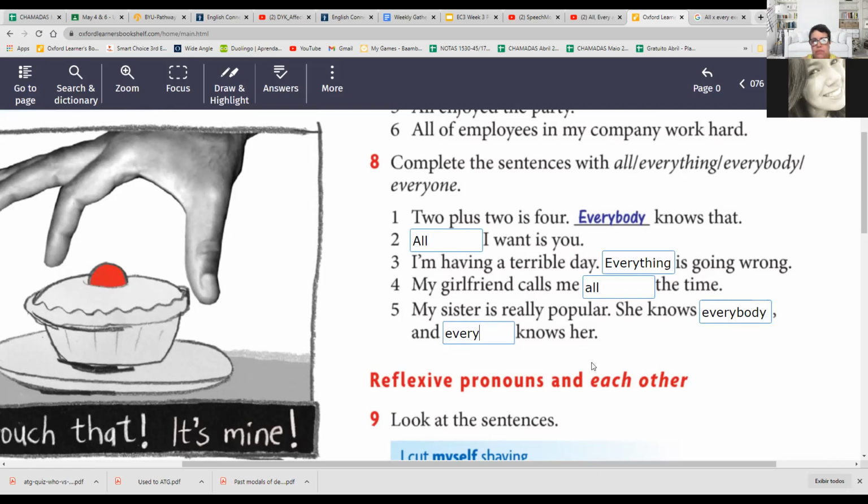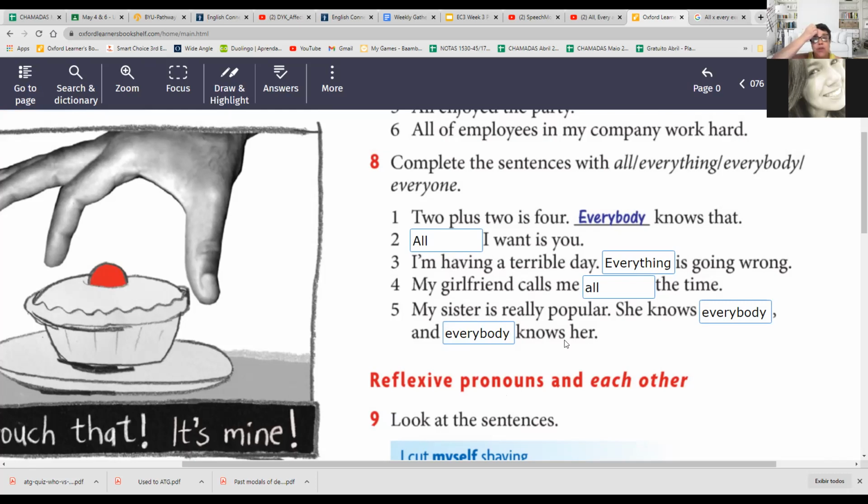Um, todo mundo, o outro é cada um, não sei. No, it's the same idea, okay? So here, she knows everybody and everybody knows her. I could repeat, right? What's the difference? The difference, Larissa, is that everybody is more informal and everyone is more formal. Okay, that's the difference. So she knows everybody and everybody knows her.